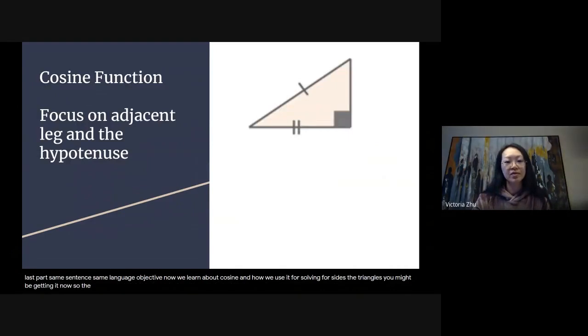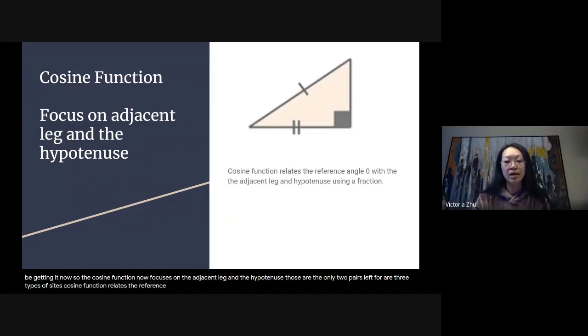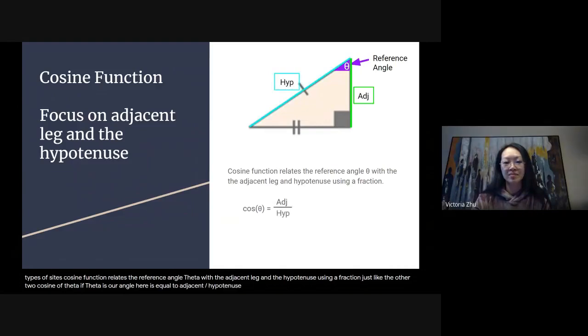So the cosine function now focuses on the adjacent leg and the hypotenuse. Those are the only two pairs left for our three types of sides. Cosine function relates the reference angle theta with the adjacent leg and the hypotenuse using a fraction, just like the other two. Cosine of theta, if theta is our angle here, is equal to adjacent divided by hypotenuse. Again, we'll be using this later on to solve for missing sides.